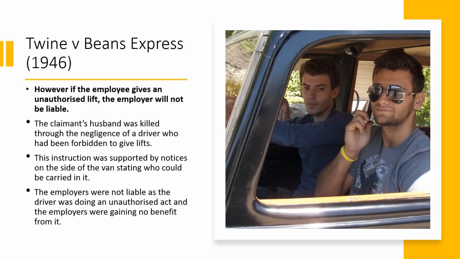Now, Twine v Bean's Express tells us that if the employee gives an unauthorised lift to somebody, then the employer will not be liable because that's outside the scope of the employment. In this case, the claimant's husband was killed through the negligence of a driver who had been forbidden to give lifts, and this instruction was supported by notices on the side of the van stating who could be carried in it. The employer was not liable as the driver was doing an unauthorised act and there was no benefit.